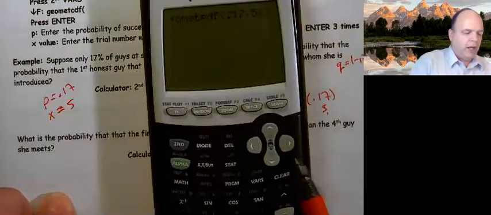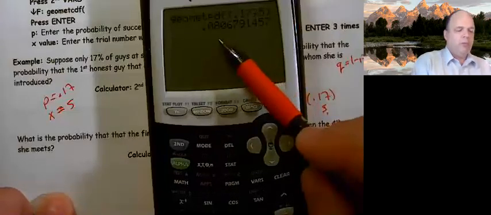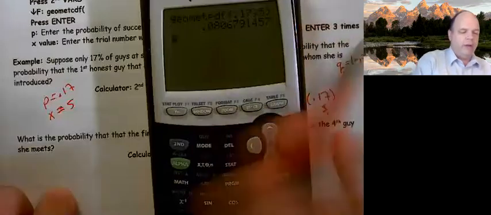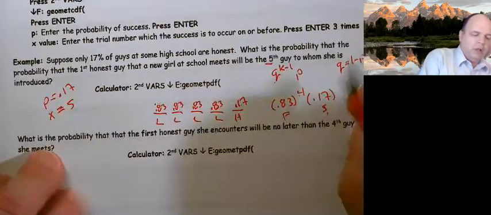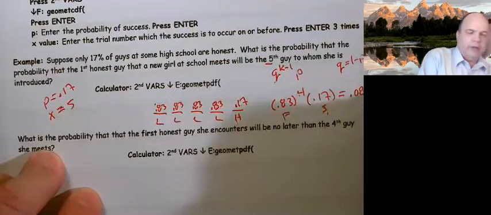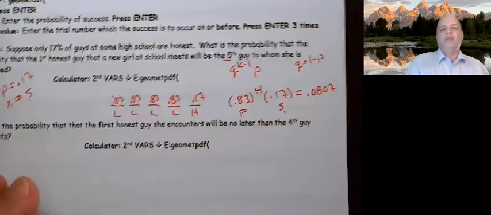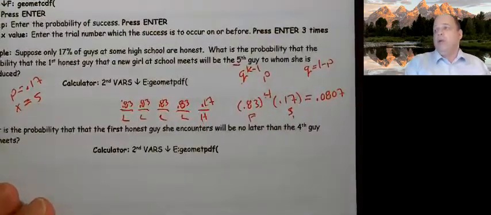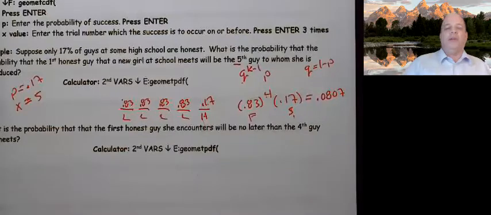Put enter a couple times, and there I get this value, 0.0807 equals 0.0807. And that's my answer. And we're done with that problem. Now, I know I took a long time to do that, but when we actually go through it in just a moment and start actually doing scenario work with it, it'll move fairly fast.